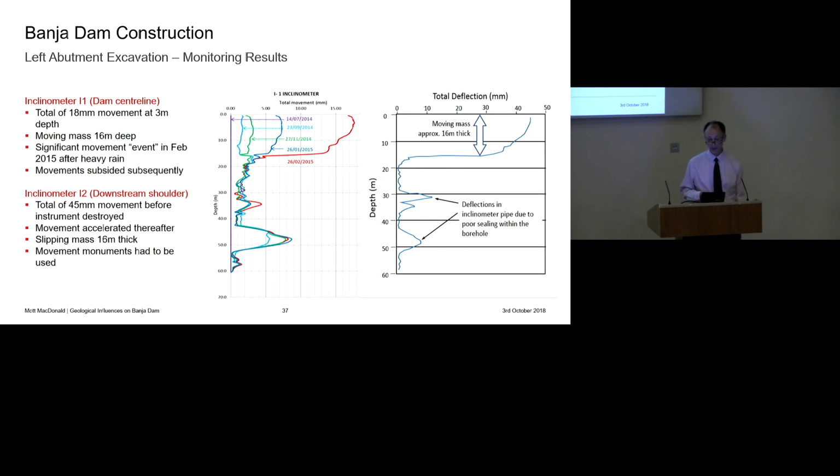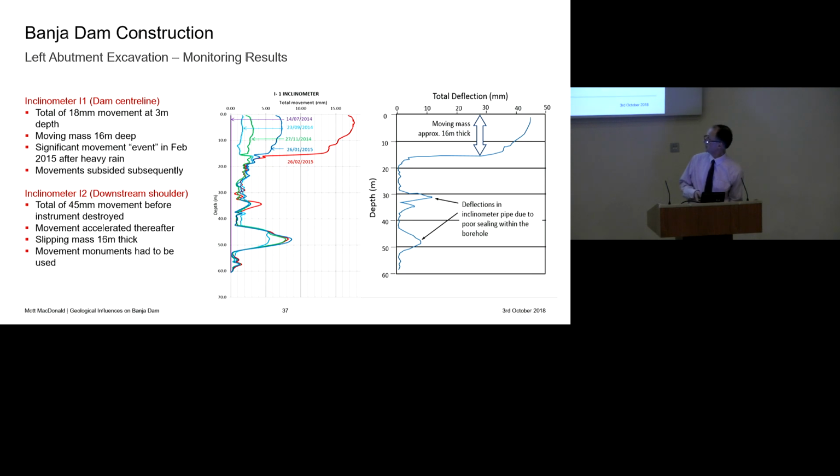Just to give you a little bit of the data from the inclinometers, inclinometer I1 was on the centre line of the dam. I apologise that these two graphs are not drawn to the same scale, so you have to read the numbers off the top. The inclinometer I1 on the centre line moved something like 18 mil at a depth of 3 metres. The depth of the moving mass was something like 16 metres. And there was a large increase in the movement in February 2015 when there was a large rainfall event. But it's interesting to note that the pattern of those two graphs is actually remarkably similar, even though the scale is slightly different.